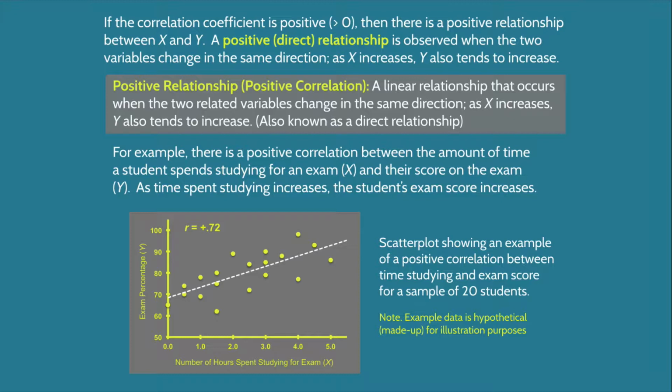For example, there is a positive correlation between the amount of time a student spends studying for an exam and their score on the exam. As time spent studying increases, the student's exam score increases as well.